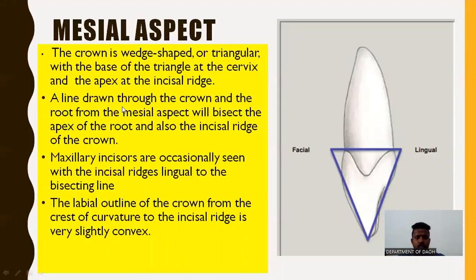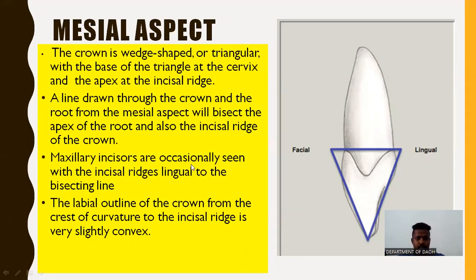A line drawn through the crown and the root from the mesial aspect will bisect the apex of the root and also the incisal edge. This is the apex and the incisal edge of the crown. So this is also important while carving the permanent central incisor. The incisal ridge of the crown and the apex of the root will be in a single line.